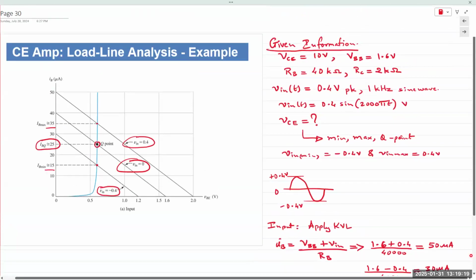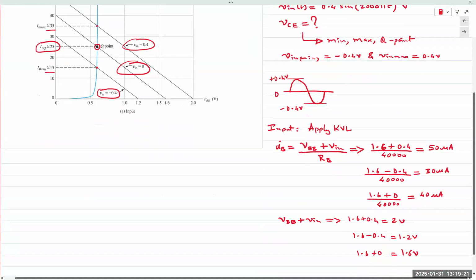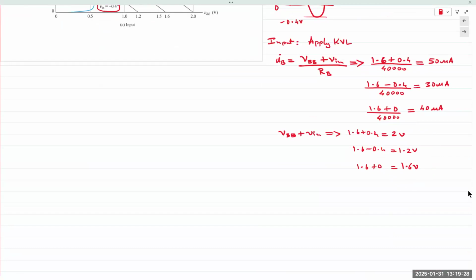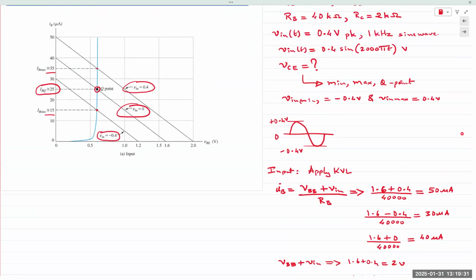We obtain VBE values as 1.2, 1.6, and 2 volts. Those are the points that are indicated right here. So you now have the x-axis values. And once you have those values, join them together to obtain your load lines. Let's take a pause. Let me know if you have any questions.